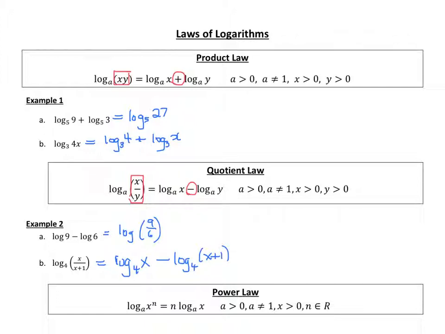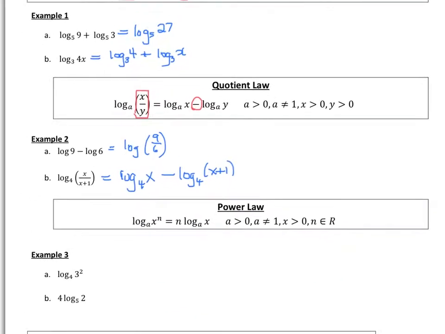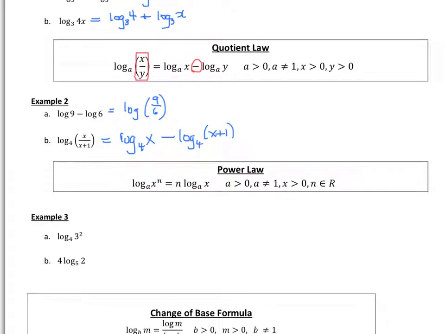The next law is the power law. And the power law tells us that when we have a power in our logarithmic expression, we can take that exponent and move it to the front of the logarithm. So log x to the exponent n base a is the same as n times log x base a. So for example, I could rewrite log 3 squared base 4 as 2 log 3 base 4.